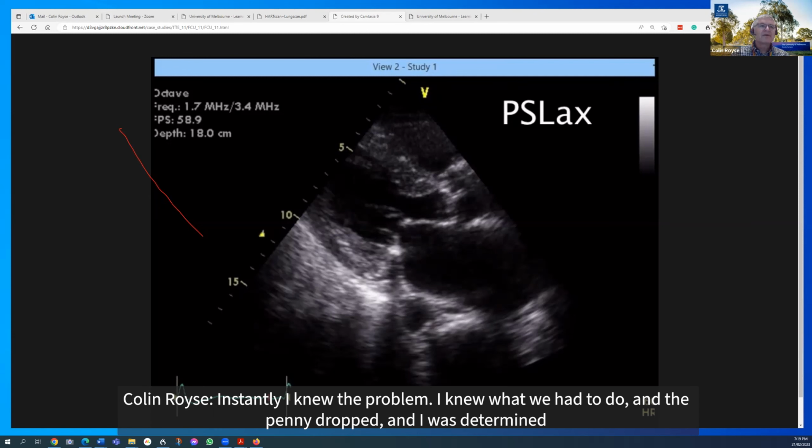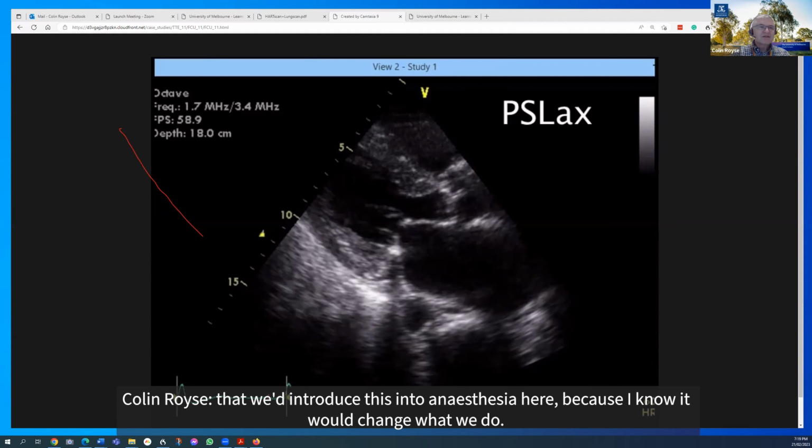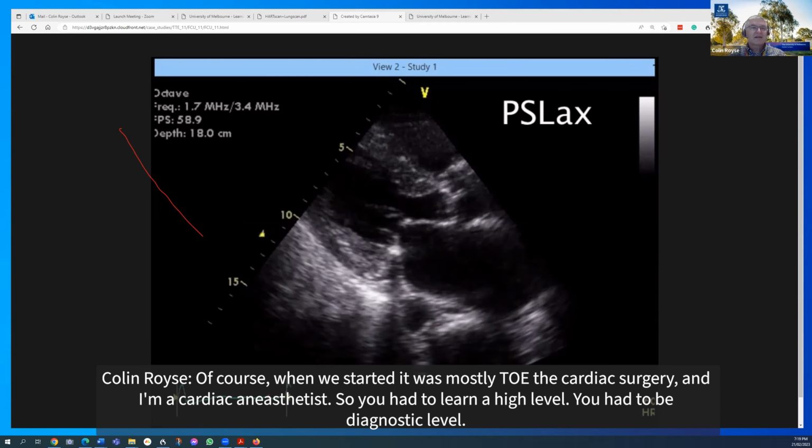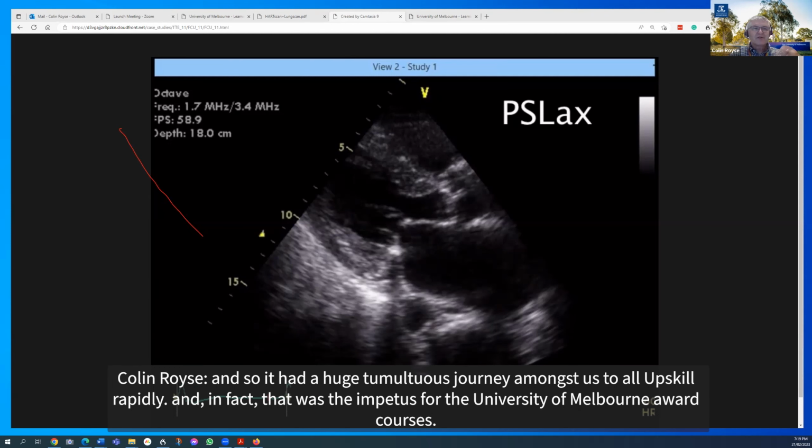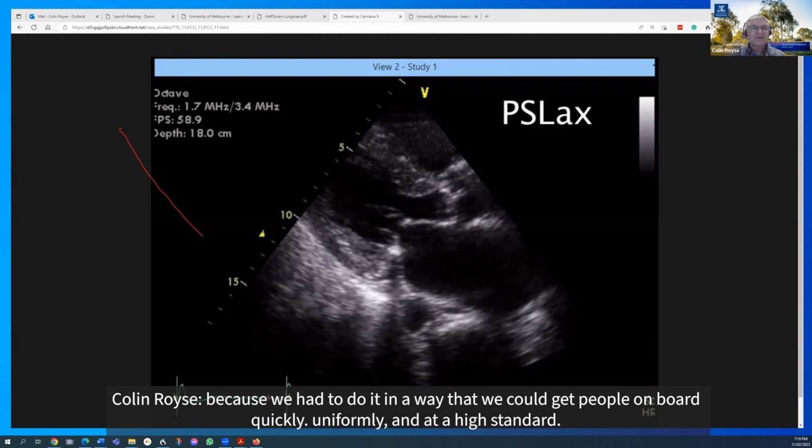Instantly, I knew the problem. I knew what we had to do, and the penny dropped. And I was determined that we'd introduce this into anaesthesia because I knew it would change what we do. Now, of course, when we started, it was mostly TOE for cardiac surgery, and I'm a cardiac anaesthetist, so you had to learn at a high level. You had to be diagnostic level. And so it was a huge tumultuous journey amongst us to all upskill rapidly. In fact, that was the impetus for the University of Melbourne award courses, because we had to do it in a way that we could get people on board quickly, uniformly, and at a high standard.